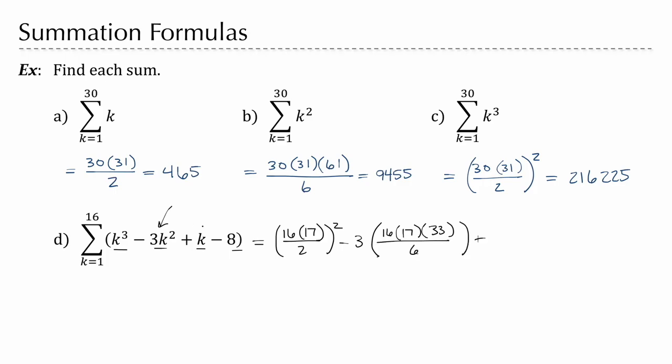Now the next part is just k, so that's just adding the numbers from 1 to 16, which is going to be 16 times 17 divided by 2. And lastly, we have a minus 8. So we'll subtract the 8, but remember, we're basically adding negative 8 16 times, so we just multiply that times our n. Now again, this would be very complicated to manually plug each number in, but just plugging this formula in offers us a much quicker way to make it happen. So when you type all that in your calculator, you'll get 14,016.